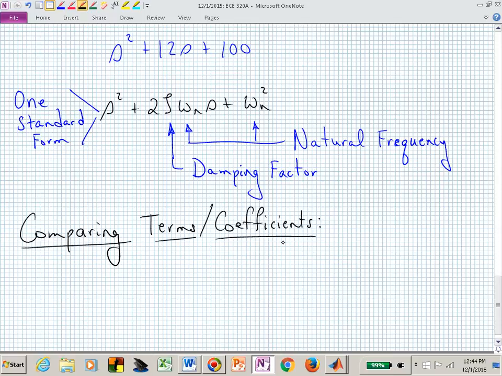Meaning, if we look at the coefficients of the s to the 0, or the constant term, we find that omega sub n squared is equal to 100, or the natural frequency, omega sub n, is 10 radians per second. And that's actually the distance from those poles to the origin.